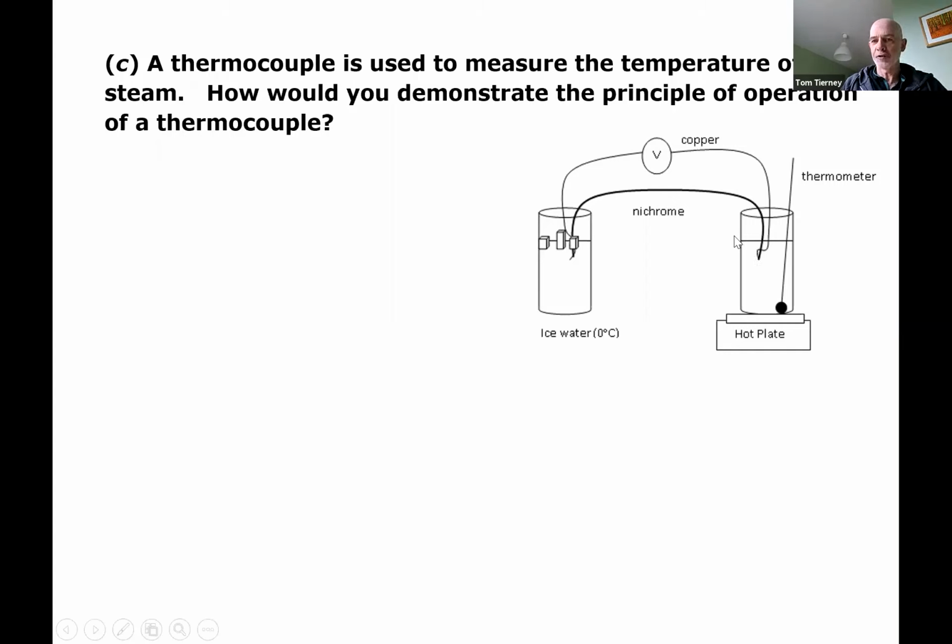So it's two different metals touching at the edges, not in the middle. If the two junctions are at different temperatures, a voltage is created. You can use that voltage as what we call a thermometric property, a property that allows us to measure temperature.